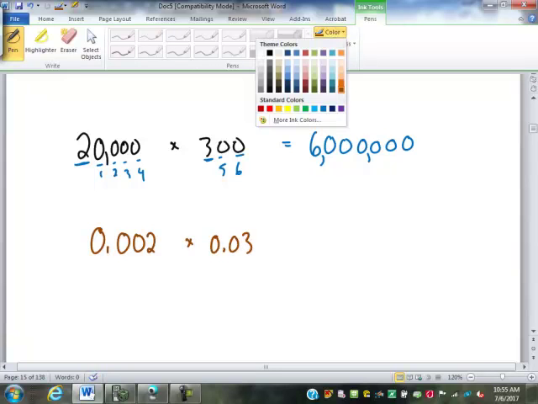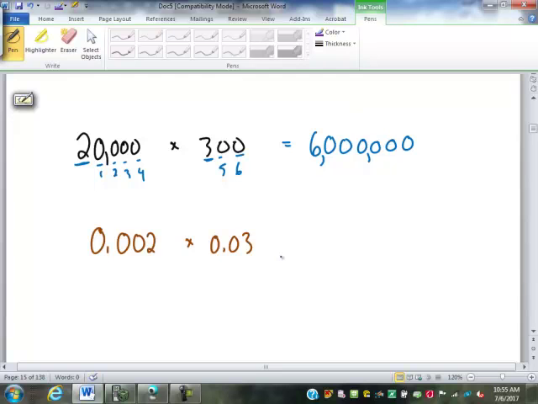If I have 0.002 times 0.03, 2 times 3, of course, is still 6. But now instead of counting zeros, I count decimal places. 1, 2, 3, 4, 5. 1, 2, 3, 4, 5. Does that make sense?